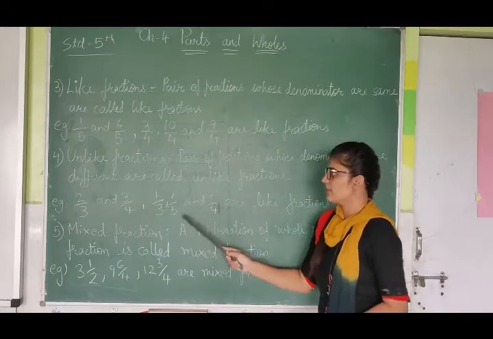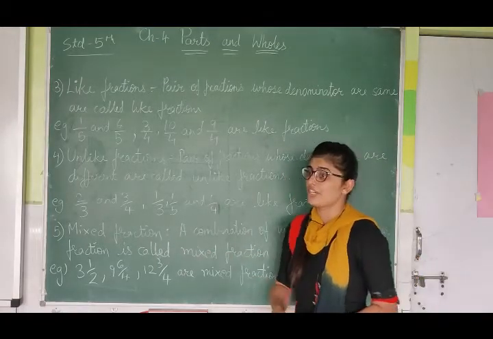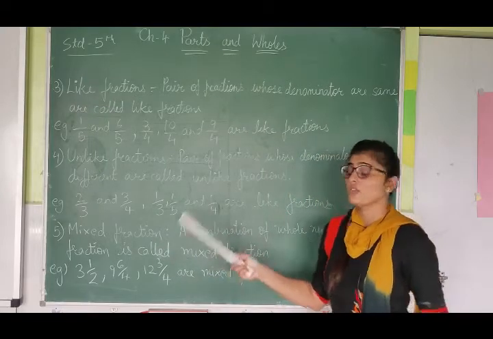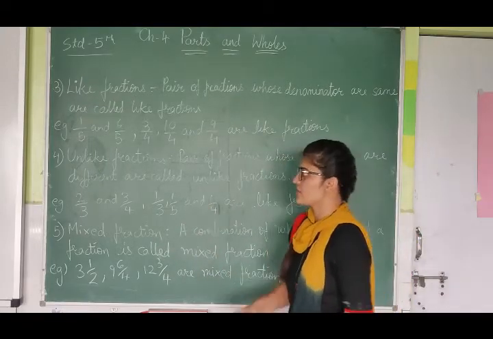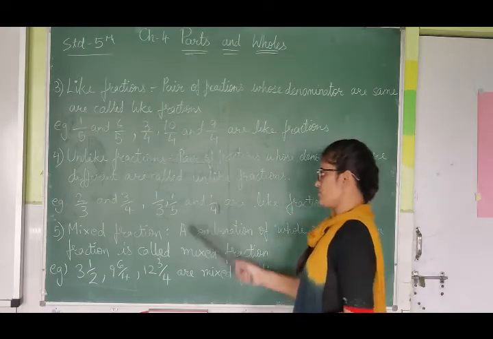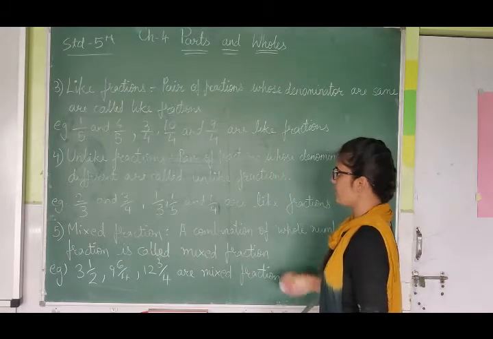Now 1 by 3, 1 by 5 and 1 by 4. Here you can see all the 3 denominators are different but the numerators are same. So if numerators are same, then also they are unlike fractions. If the denominators are same, then they are like fractions. So these are some examples of like fractions.